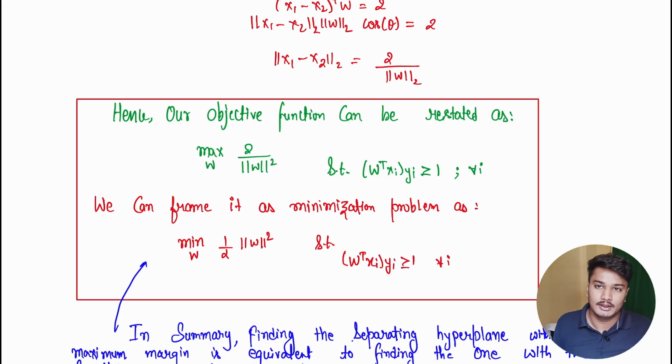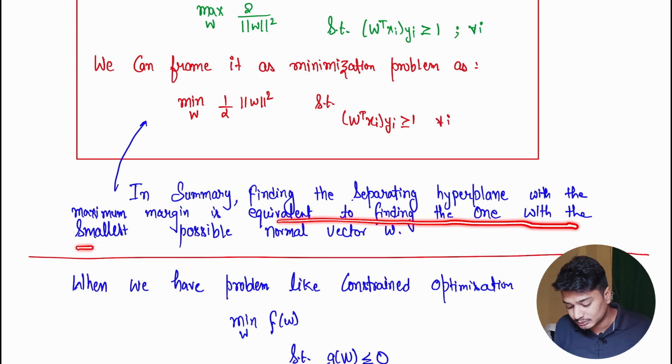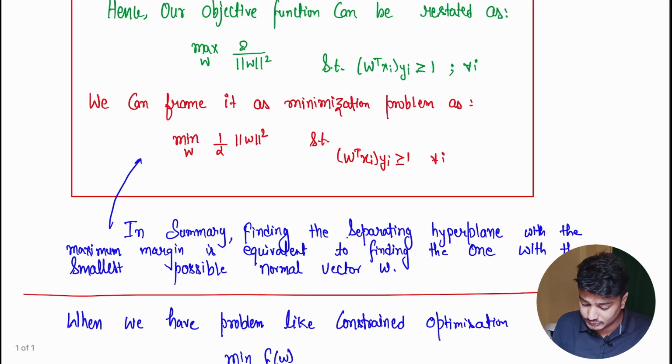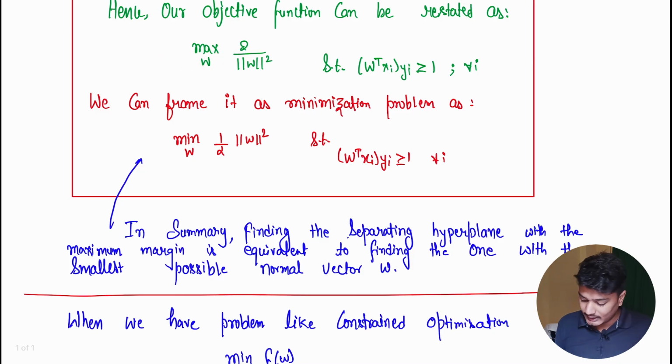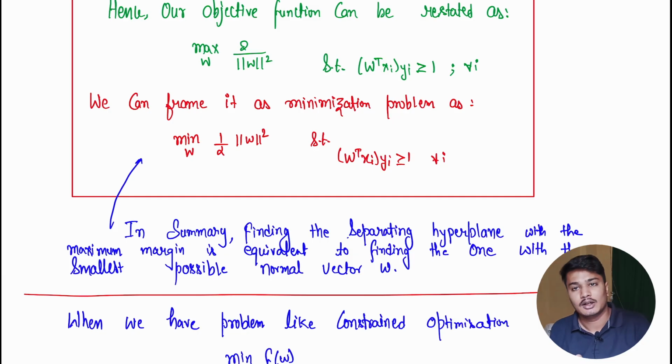Okay, so we have already learned that we can do this, right? The constrained optimization problem we have already discussed. So in summary, finding the separating hyperplane with the maximum margin is equivalent to finding the one with the smallest possible norm of the vector w, right? Our goal was to maximize this margin, so it is equivalent to finding the hyperplane which has the smallest norm vector w.